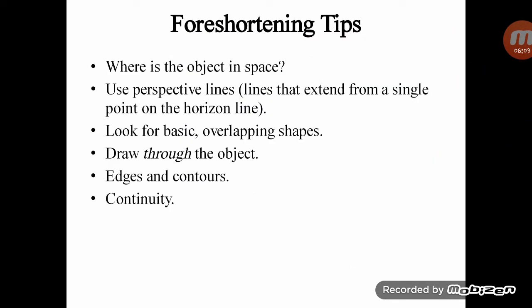Foreshortening tips. Here are some tips for rendering a foreshortened object. Where is the object in space? Understanding the object's position in space relative to your own position is essential for accurate foreshortening. Ask yourself, is the object coming back at me, away from me, up, down? Use perspective lines, lines that extend from a single point on the horizon line. You can use these lines to determine the relative size of objects as they recede into the distance. You can see the rough perspective lines.